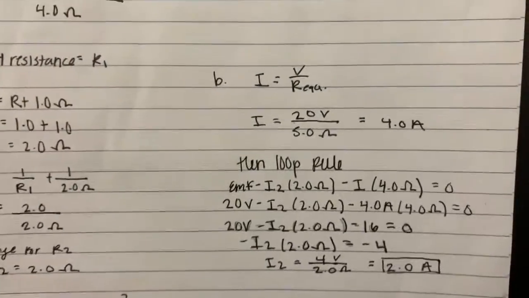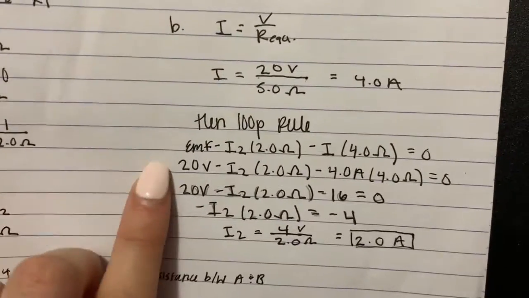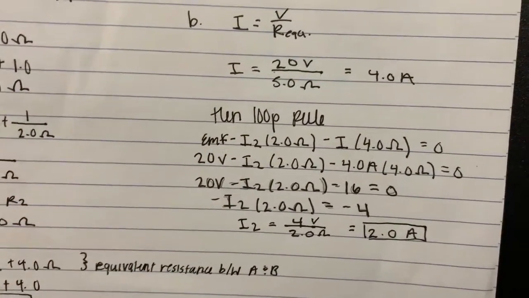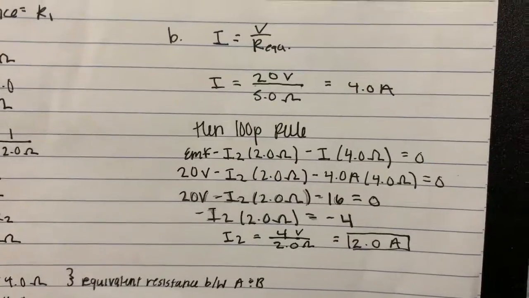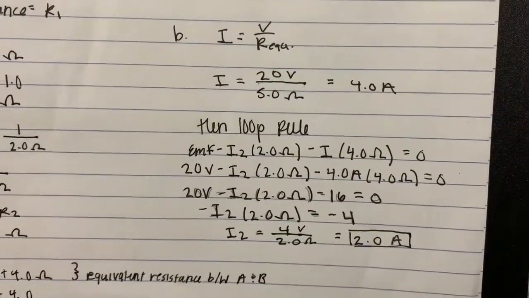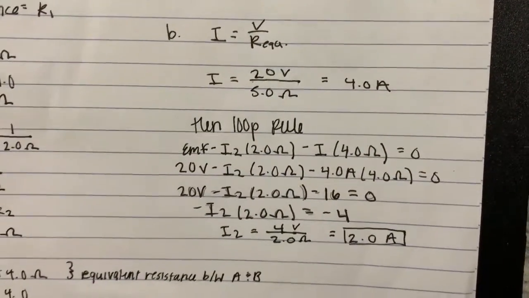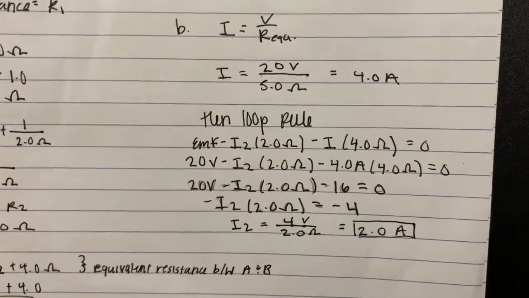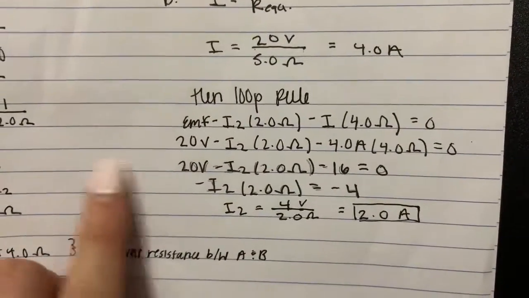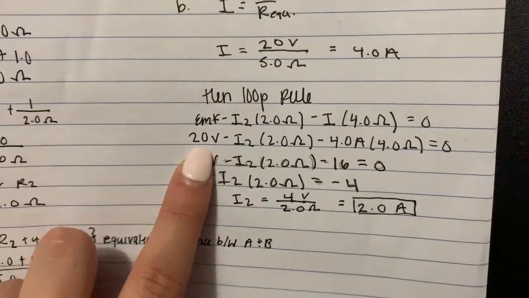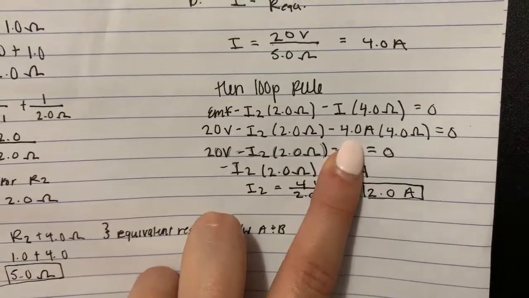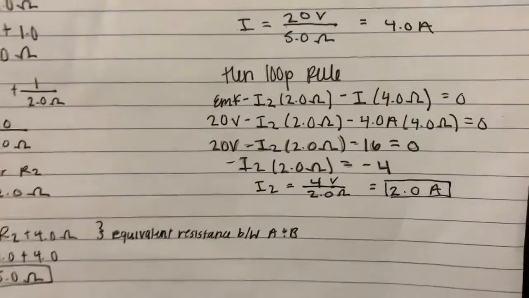And then our loop rule, we do EMF minus I2 times 2.0 ohms minus I times 4.0 ohms equals 0. And then we're finally going to substitute all our little numbers in that we found. So like the EMF, we sub that in, and the I, we sub that in. And we're looking for I2 in this.